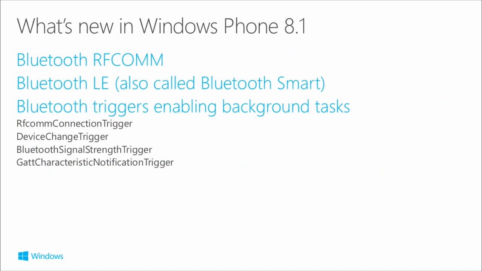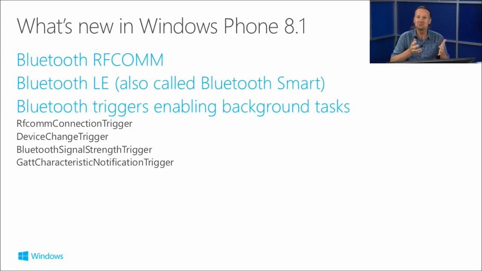So what's new then? RF-COMM, LE, which is also called Bluetooth Smart. And actually the most exciting thing is some triggers. This is really the magic that allows interesting stuff to happen, because it means your foreground app doesn't need to be running in order for your app to be able to interact with a Bluetooth LE device.